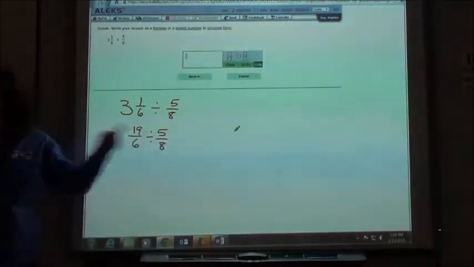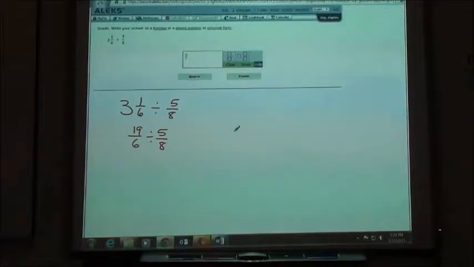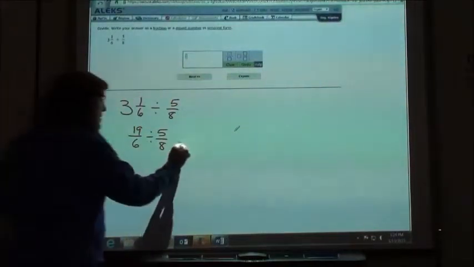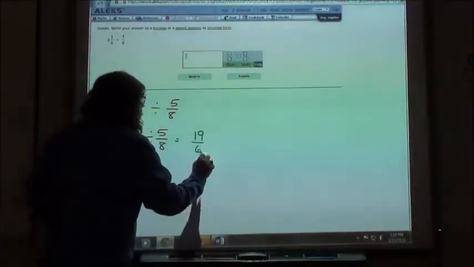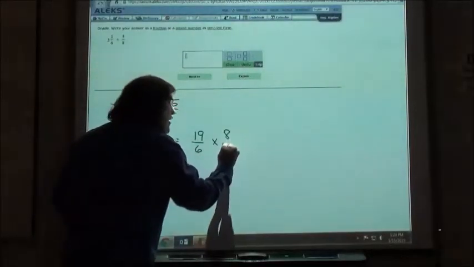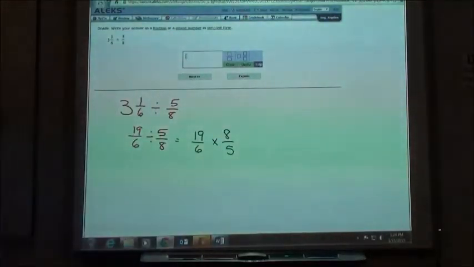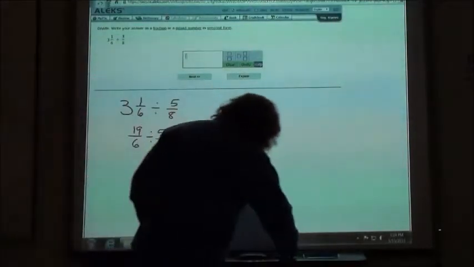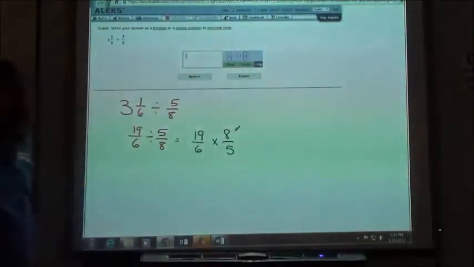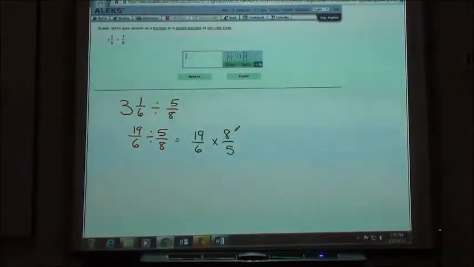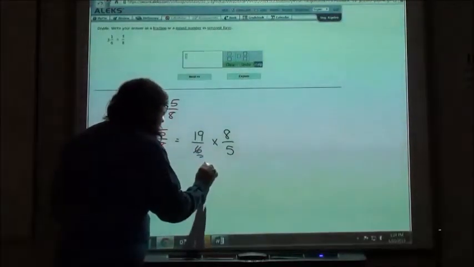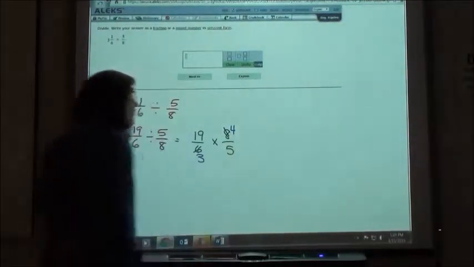Now I have to remember I've got to change it from division to multiplication. So what should my problem be? 19/6 times 8/5, right? And then I can reduce. I can always reduce, but I can reduce this one because the 6 and the 8 are divisible by 2. So this is going to become 3 and the 8 is going to change to 4.